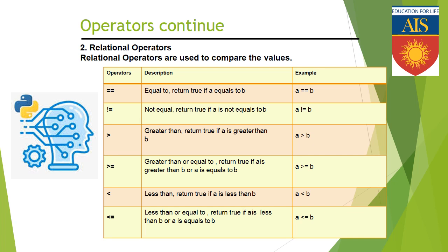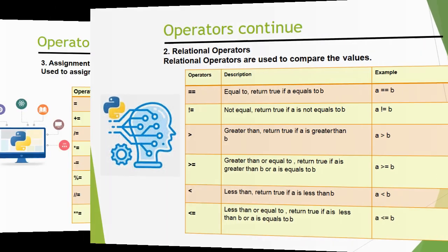Next is greater than or equal. It returns true if A is greater than B or A is equal to B. Next option is less than. It returns true if A is less than B, and then less than or equal. It returns true if A is less than B or A is equal to B.